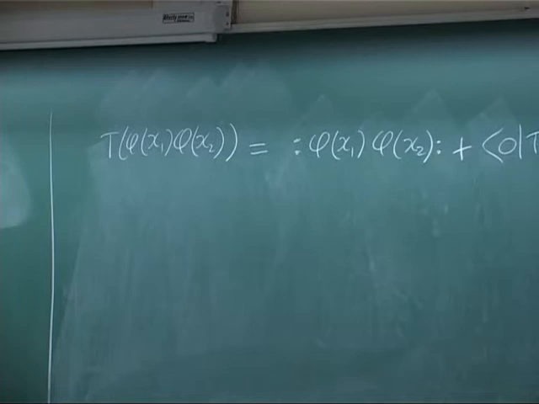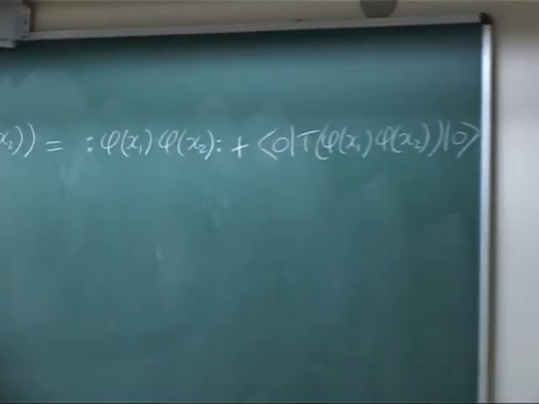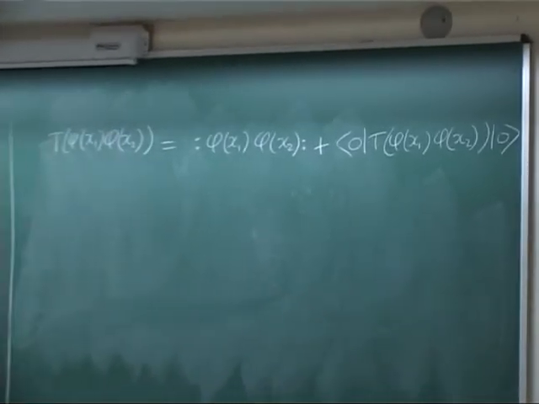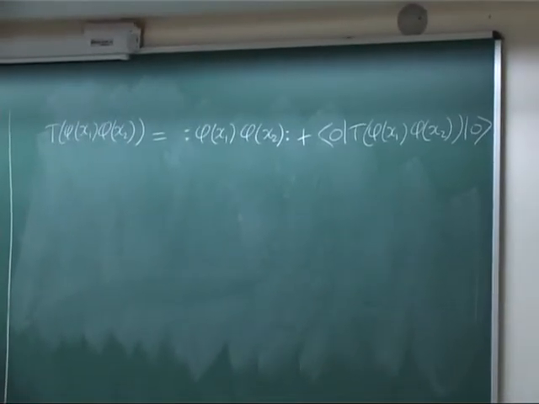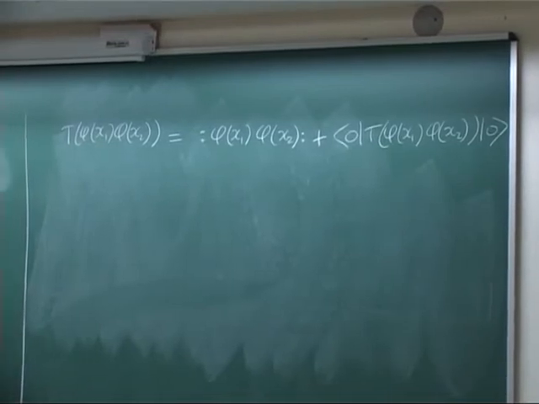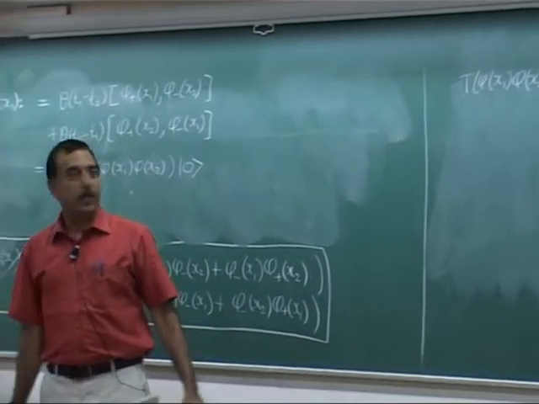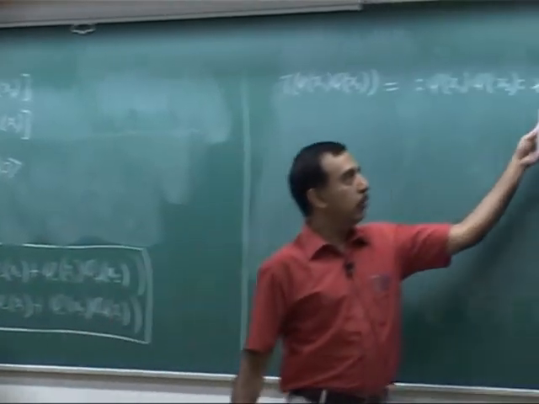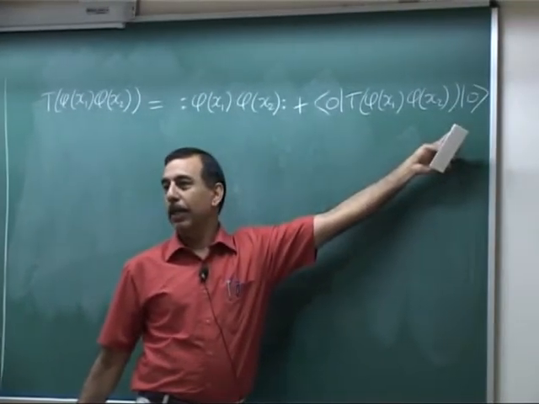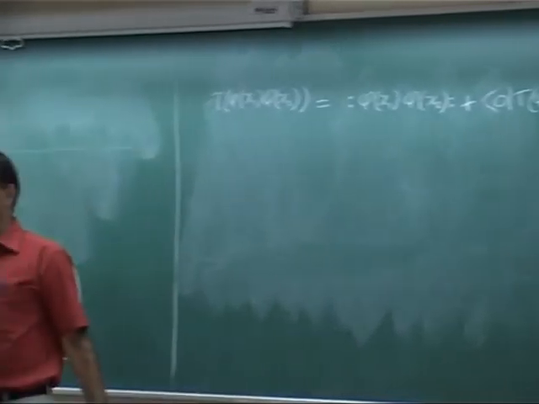Now, whenever you see a result like this, you feel tempted to check it. Supposing we took vacuum expectation value of both sides, what would happen? It becomes an identity. Why? Because the normal ordered one drops out. Great. Okay. So, this is a nice expression, but of course we learned nothing new about field theory from it. And we didn't expect to, because after all, we already know what this is. This is the quantity, the two-point function, the Feynman propagator, and we already know it.